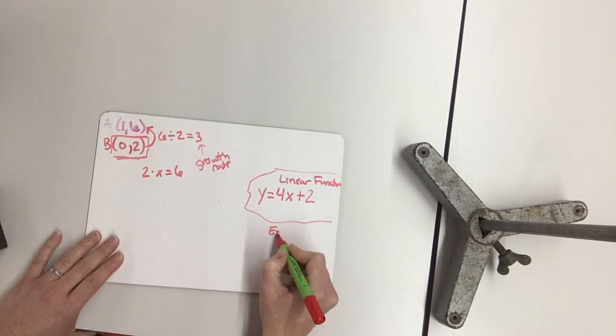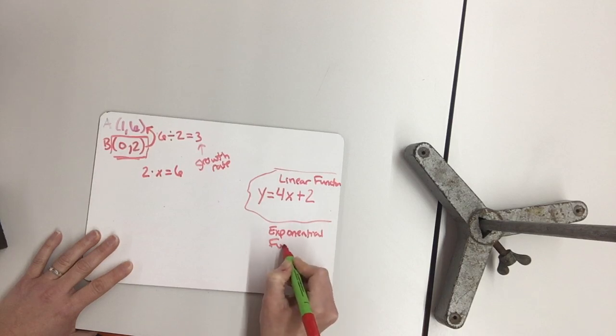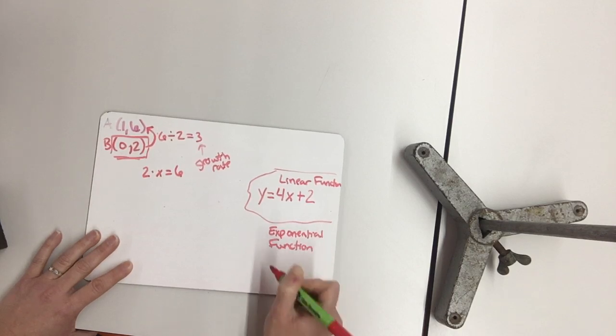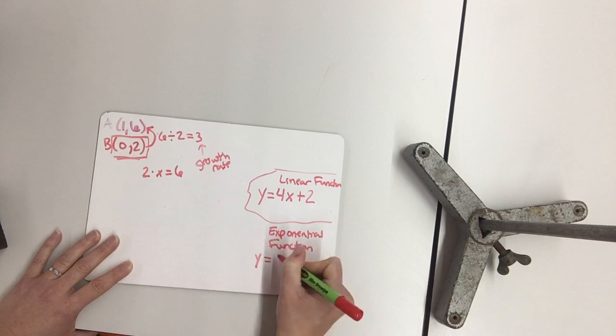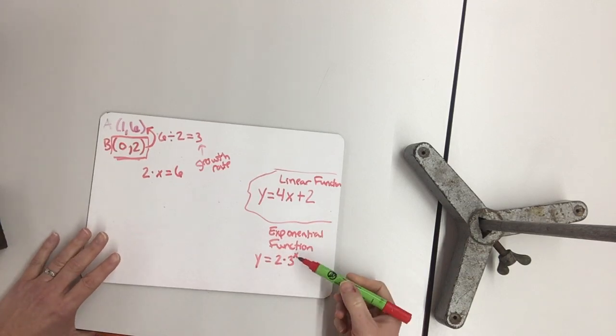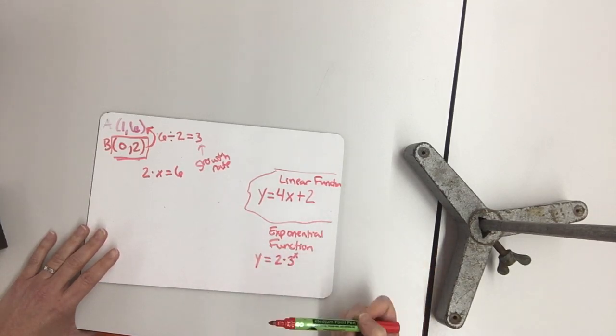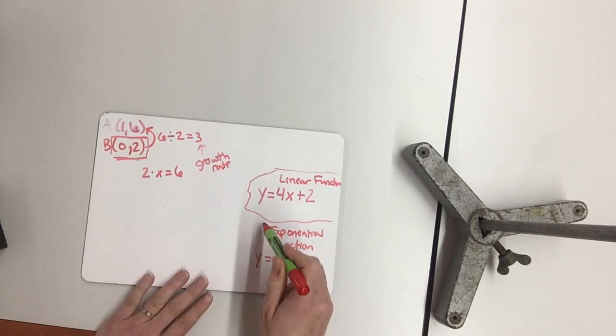So the exponential function is y equals 2 times 3 to the x power. And remember, it's to the x power because since this is an exponential function, it means every time x increases by 1, you're going to multiply by another 3. The y's are going to triple.